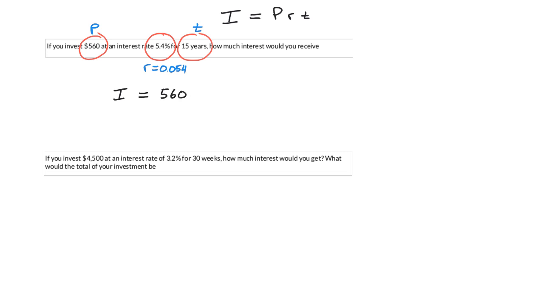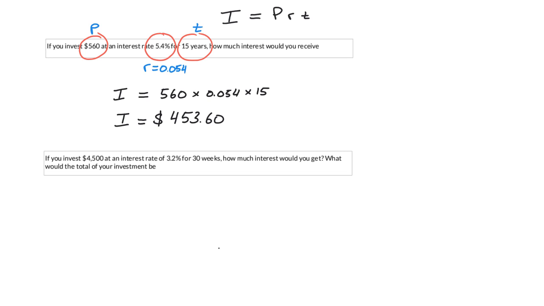I start with my P, multiply by my R, and I multiply by my T. In this case, my T is already in years, so I don't have to change anything. So I put this into my calculator, and this tells me that in 15 years, I will get an extra $453.60. That is my interest.